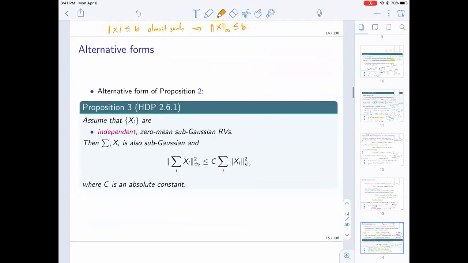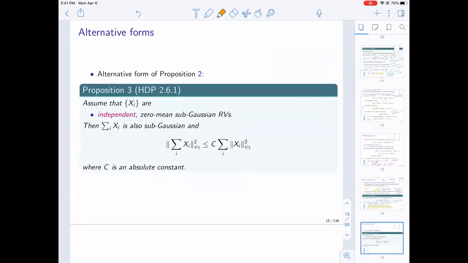So if you rewrite the proposition that we had, the sub-Gaussian parameter of the summation squared is equal to the sum of the squared sub-Gaussian parameters of the individual ones. So if you write it in terms of these sub-Gaussian parameters, sigma_i is the sub-Gaussian parameter of x_i. Right, so that's the basic idea.